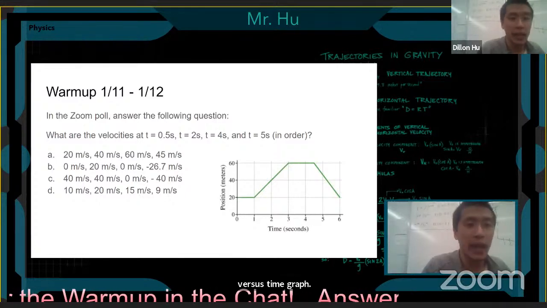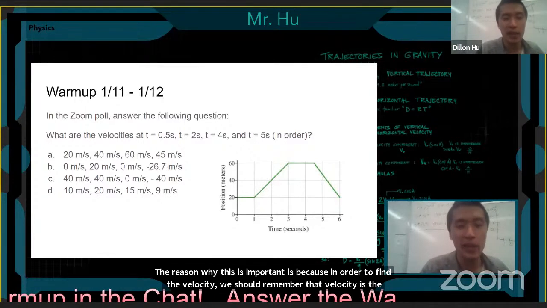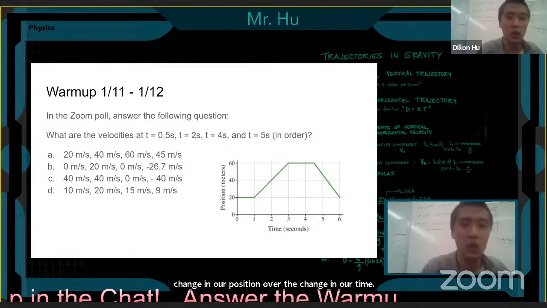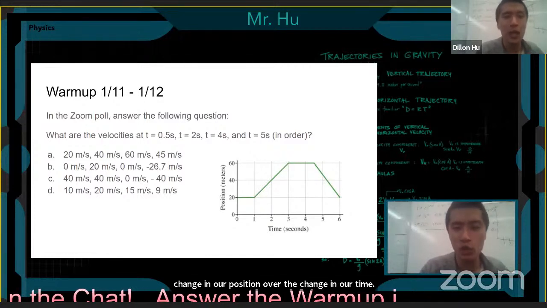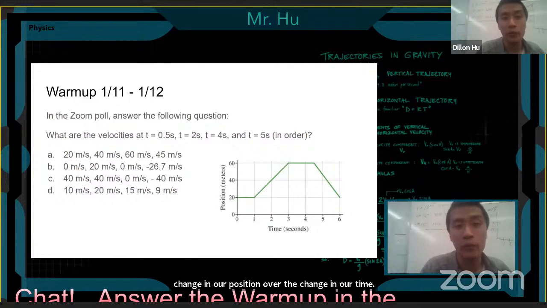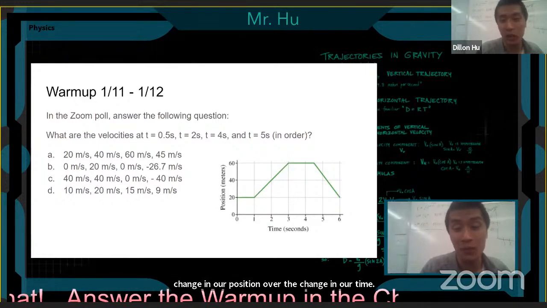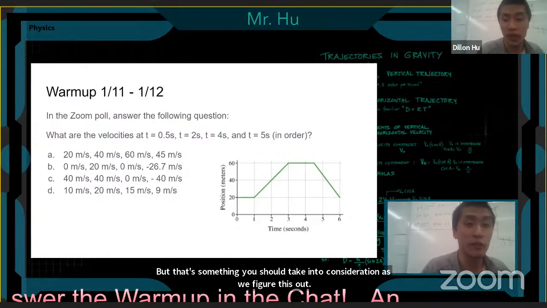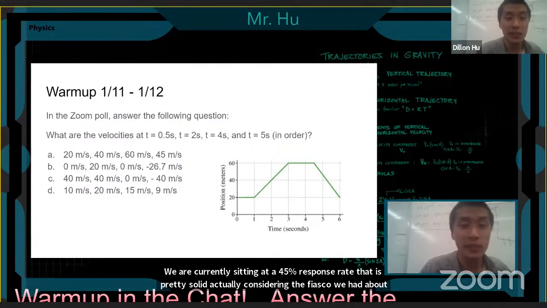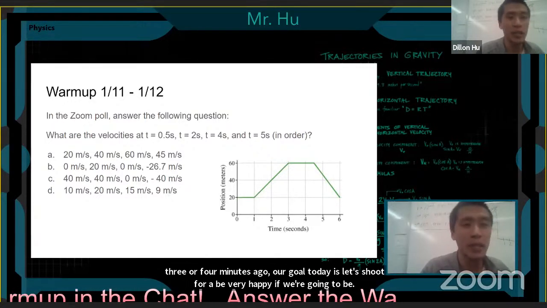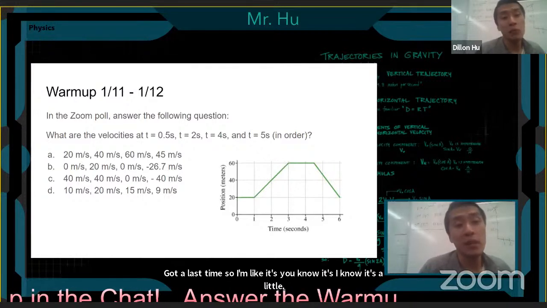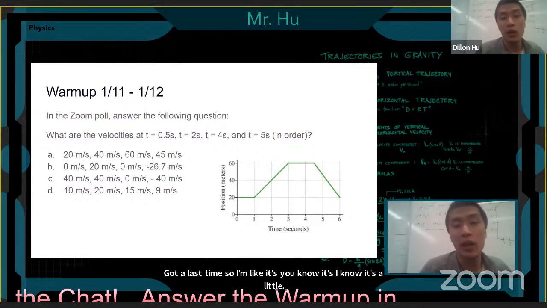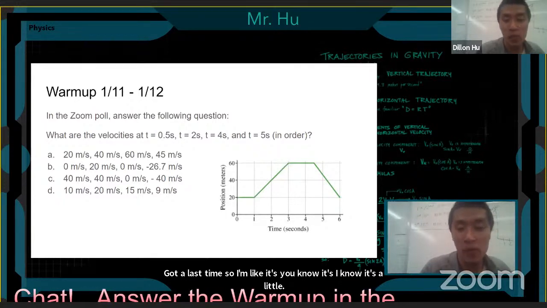We are currently sitting at a 45% response rate. That is pretty solid, actually, considering the fiasco we had about 3 or 4 minutes ago. Our goal today is let's shoot for a B. I'm very happy if we get a B. We got an A last time, so I know it's a little premature of me to expect great things, but I'd be happy if we got an A again. We're sitting at 63%. That means 14 people have responded. We got 15. We need about 3 more in order to hit our goal of 80%. I'll be very happy if we can get 3 more responses.